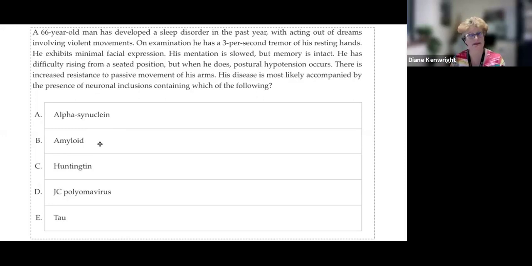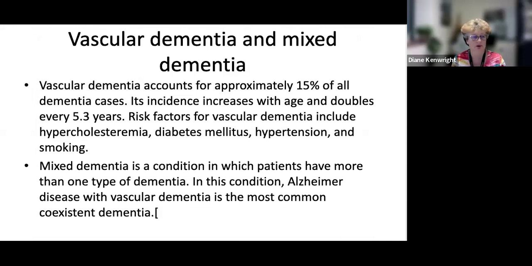This one is Alzheimer's. Huntington is, of course, Huntington's disease, which we haven't talked about yet. The JC polyomavirus is worth looking up. Good virus to avoid, but we all have it. I think it just becomes reactivated in people, and of course, tau is associated with Alzheimer's disease and Pick's disease. But all these things, we learn a lot from multiple choice questions. All these things are associated with Parkinson's disease dementia. All right. Next, we're going to talk about vascular dementia and mixed dementia very briefly.